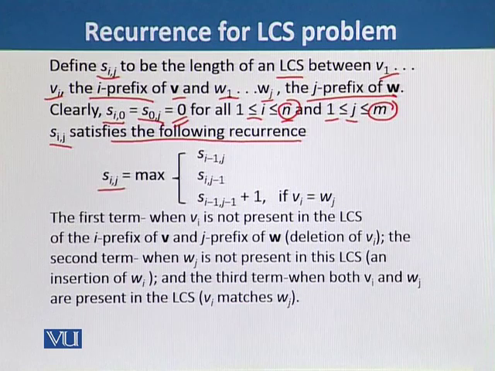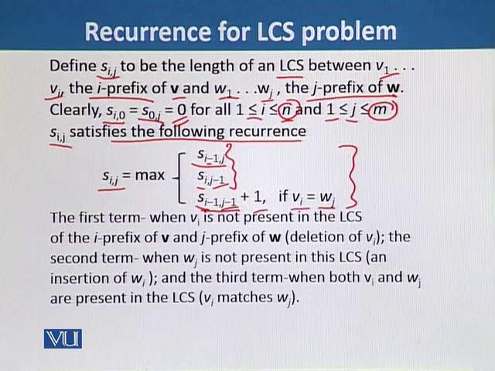So we have to calculate Sij, and we have to take the maximum value from these three equations. The first is Si-1,j, the second is Si,j-1, and the third is Si-1,j-1. The first two we have already calculated for the Manhattan Tourist problem. And the third is this one, plus 1 if the letters of the V and W strings are equal or identical. Of these three, we select the value that has the maximum score.